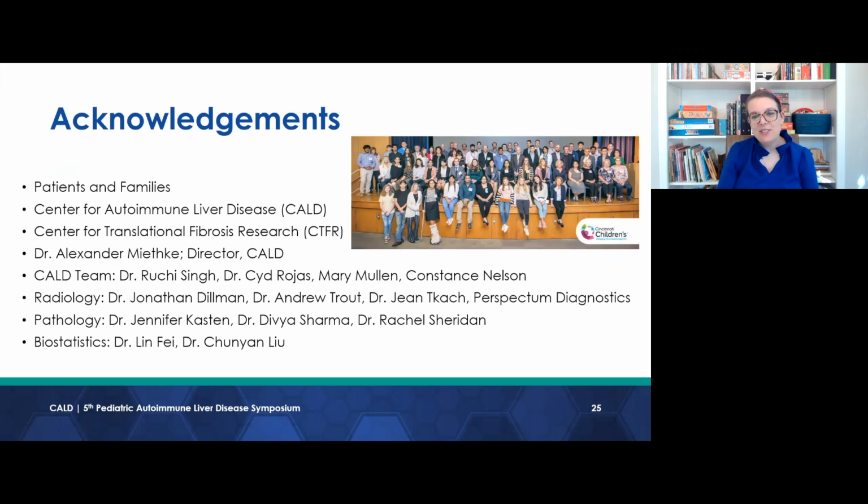I'd like to acknowledge the Center for Autoimmune Liver Disease specifically, and especially the patients and the families who are part of this research and have dedicated their time and energy to making these studies possible. And then to Alex Smithkey for heading a lot of this research, and for the research support, as well as the research team, our radiology and pathology colleagues, and our biostatisticians. I'd be happy to take any questions.